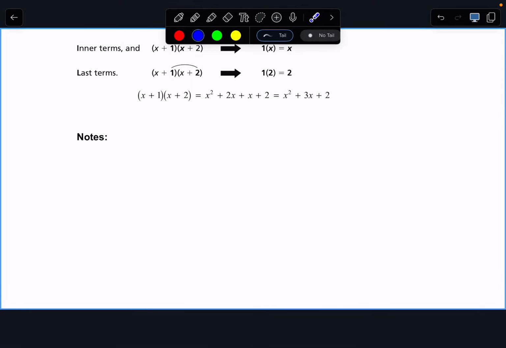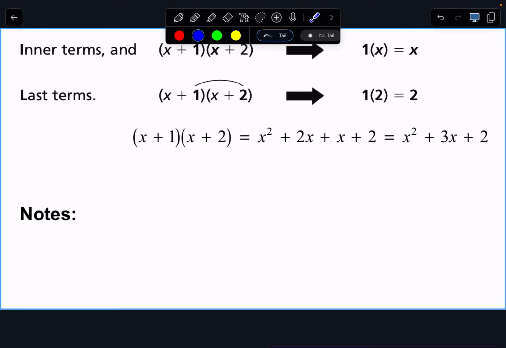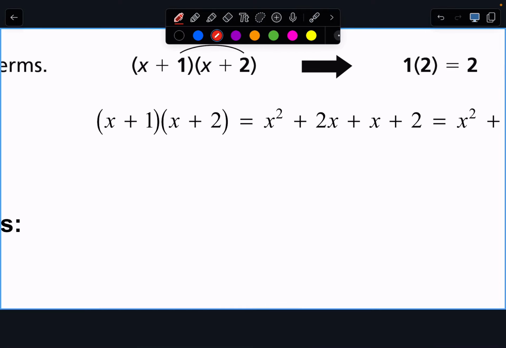Multiplying two binomials together. What is a binomial? Two terms. Okay. So here are two binomials, and we are going to multiply them together.